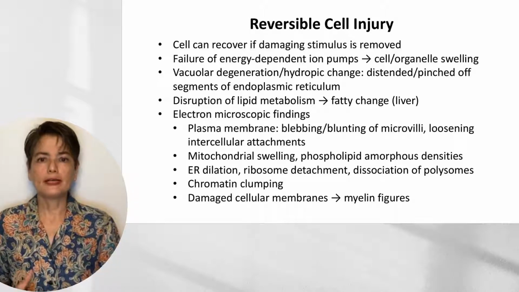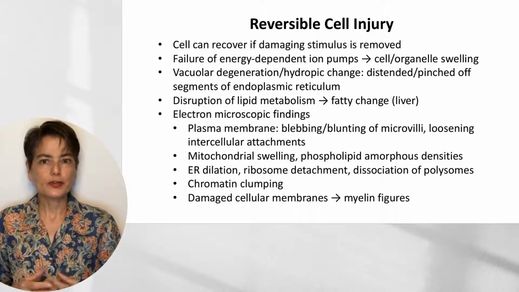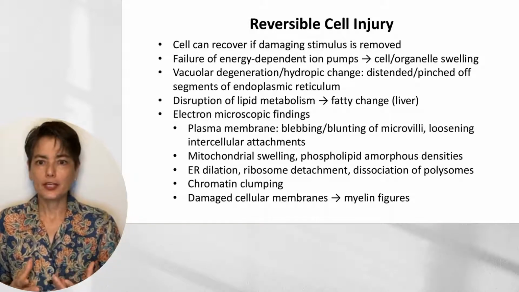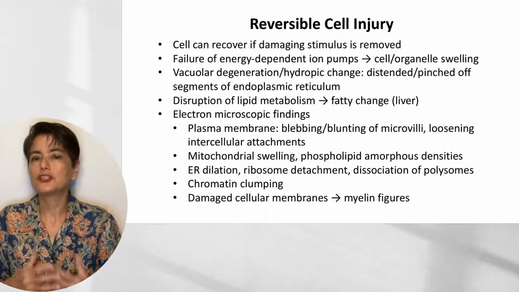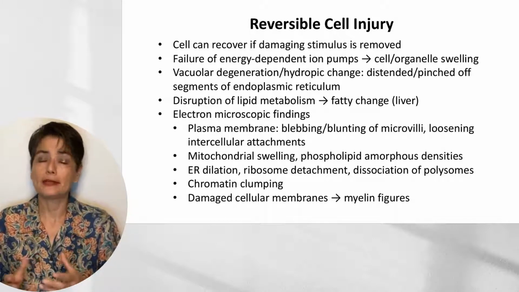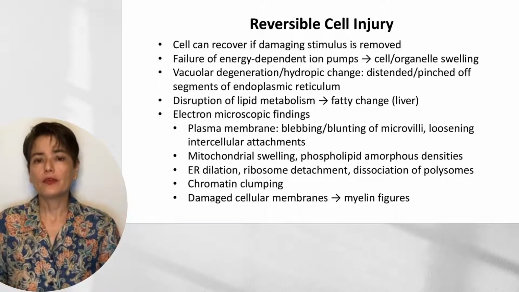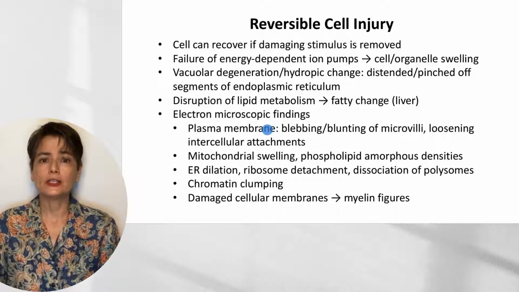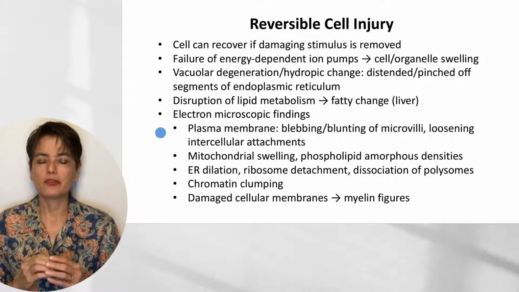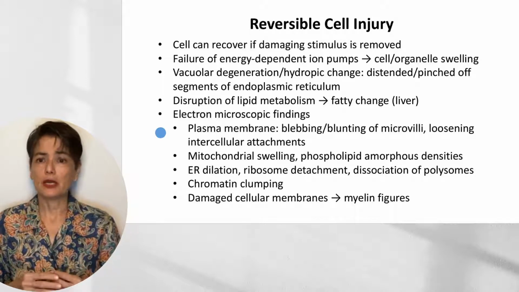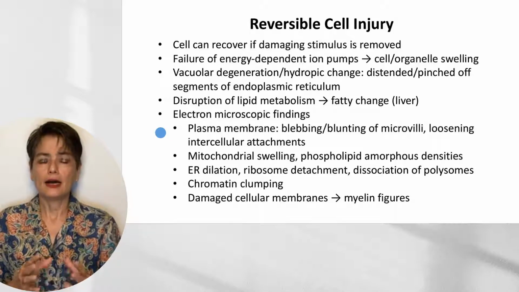There are a number of findings that we see through electron microscopy, and that's because reversible cell injury is very subtle. There aren't a lot of changes because the cell hasn't in some ways changed all that much. It's still hoping it's going to be able to move back to its homeostatic self. However, this does tell us a little bit about what's going on in injury. So the plasma membrane will be affected. It can bleb, so little bubbles come off of it. You can get blunting of microvilli on cells, and loosening of the intercellular attachments. And if it progresses, they can actually shed away.